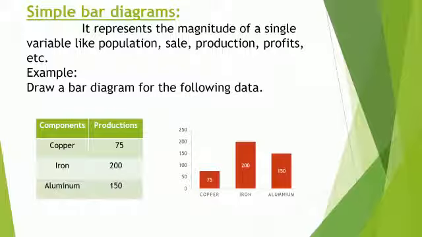Individual means you have to apply the diagrammatic representation. For discrete and continuous data we have to apply the graphical representation.